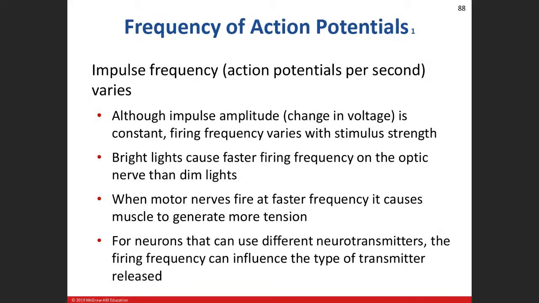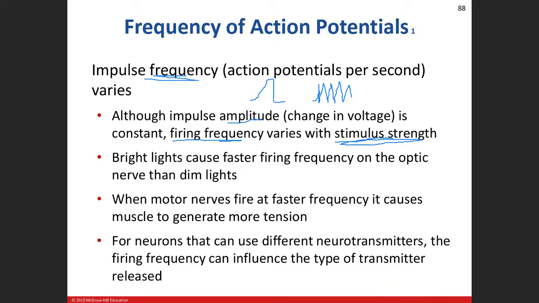Pulse frequency, I talked about this briefly, is how many action potentials you'll get per second, and this is going to vary. When we talk about impulse amplitude, that's how big the wave is, whereas frequency is how frequent the waves are. It's hard to draw this with a mouse, I apologize. Basically, we're dealing with the stimulus strength here. And the stronger the stimulus, the more firing frequencies we'll see.